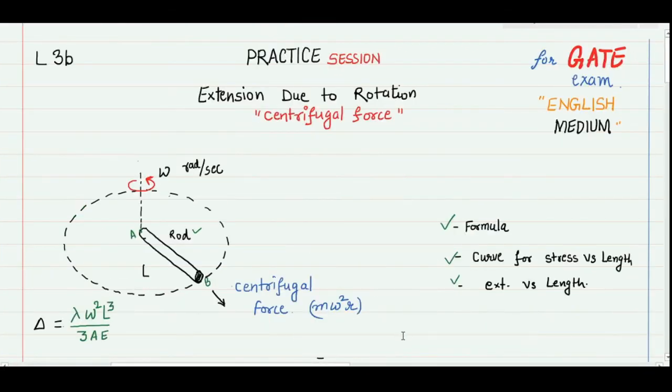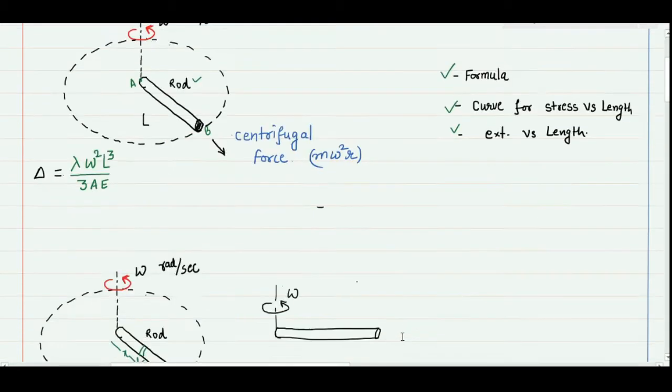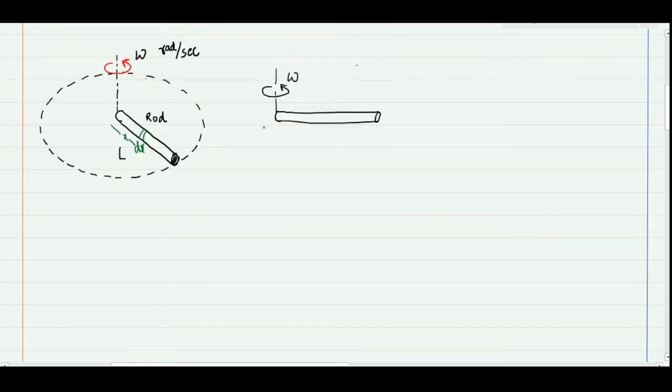The philosophy of the problem we solved for the extension due to self-weight and the extension due to the centrifugal force will be similar. So here is our problem. The first thing we should understand here is the distribution of load. How is the loading changing when I am moving from the tip to the root of this bar? For that purpose, let's consider a small segment of length del x at a distance x from the axis of rotation.